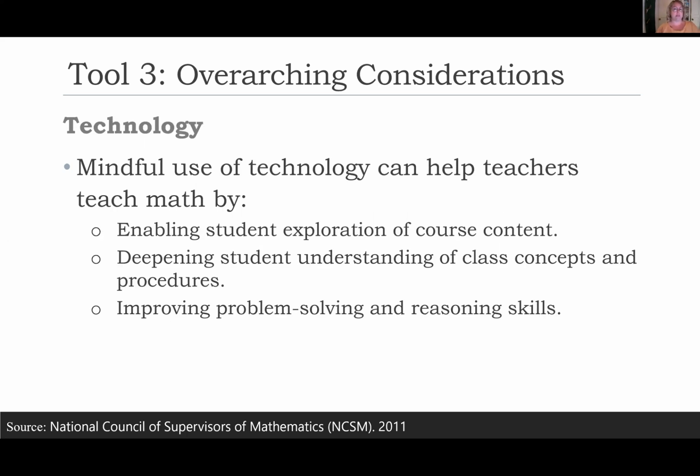Not all technological resources are created equally. Curricula should support rich, appropriate use of digital resources and extend and support student learning.